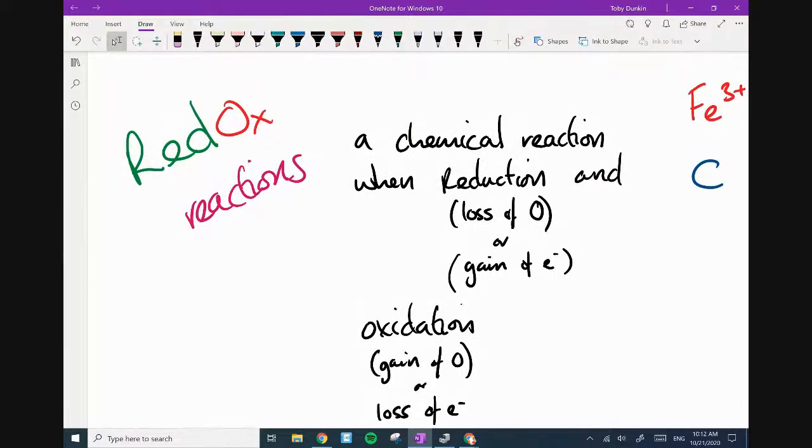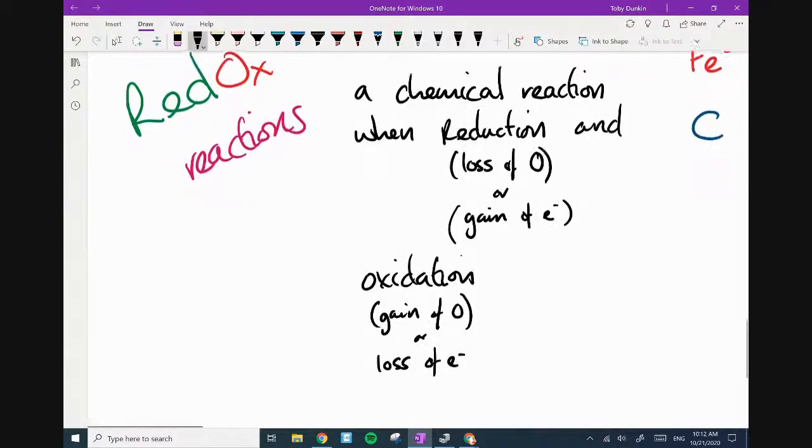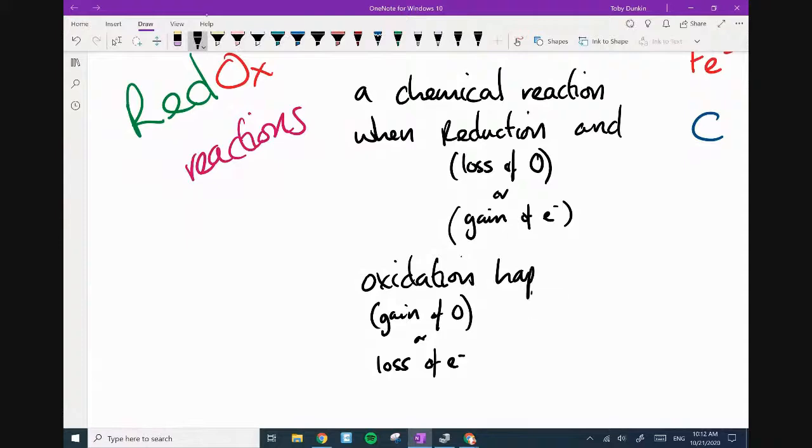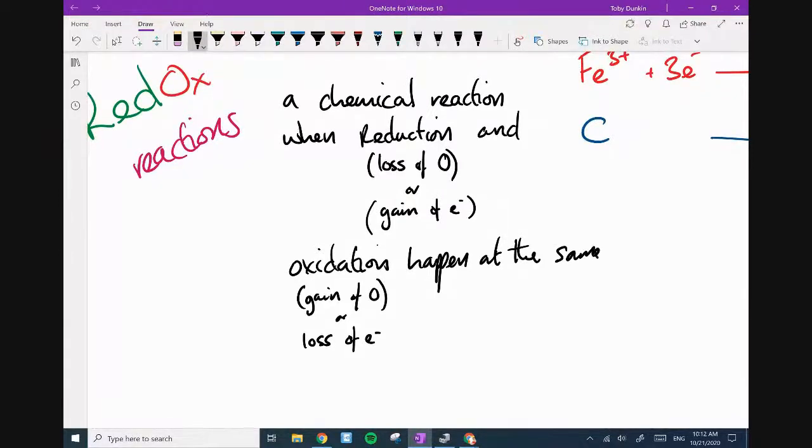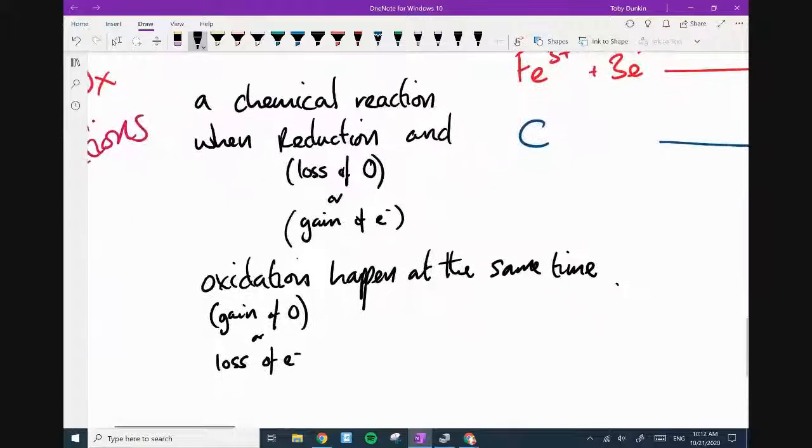So a chemical reaction when reduction and oxidation happen at the same time. Simultaneously. I'm sorry that I've kind of split the sentence up.